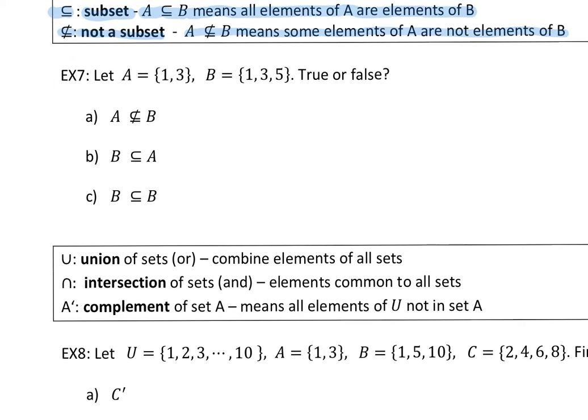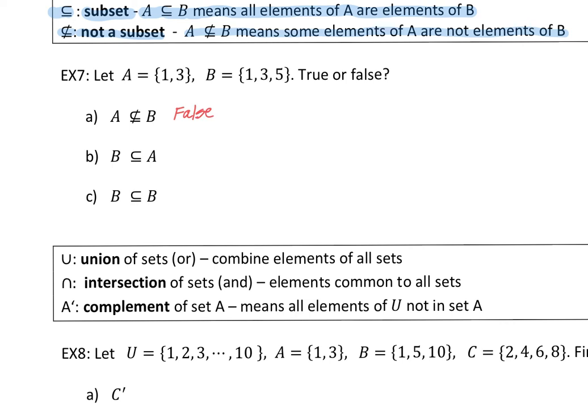Example 7, we have a set A, which would be the set 1, 3. B is 1, 3, 5. So answer true or false. A is not a subset of B. Is that statement true or is that statement false? Well, everything in A is in B. So A is a subset of B. So that statement is false. A is a subset of B.